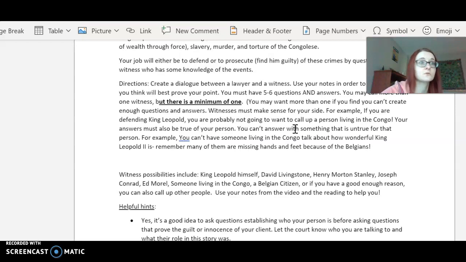Likewise, if you were to bring King Leopold II up as a witness, you can't have him admitting to all of these terrible things. That's just not something that historically he would do. Historically, he said he was there for humanitarian reasons, bringing education and medicine and civilization to the poor Congolese. He maintained that till his death. So having him admit to that guilt is not logical.